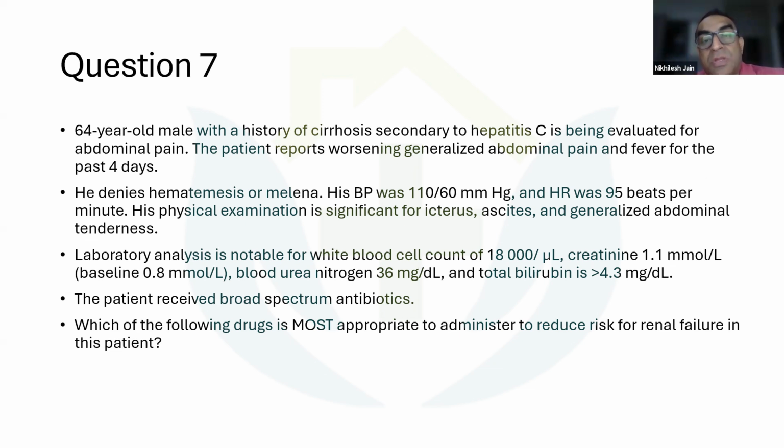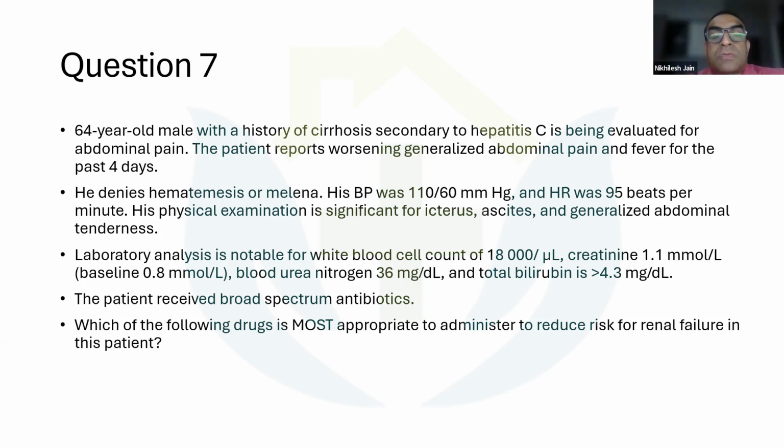64-year-old male, history of cirrhosis secondary to Hep C, is being evaluated for abdominal pain. This patient reports worsening generalized abdominal pain and fever for the past 4 days. He denies hematemesis or melena. BP is 110 by 60 mm of mercury. Heart rate is 95 beats per minute. His physical examination is significant for icterus, ascites, and generalized abdominal tenderness. Lab analysis is notable for white cell count of 18,000, creatinine of 1.1, blood urea nitrogen of 36, and total bilirubin of more than 4.3 milligram per deciliter.